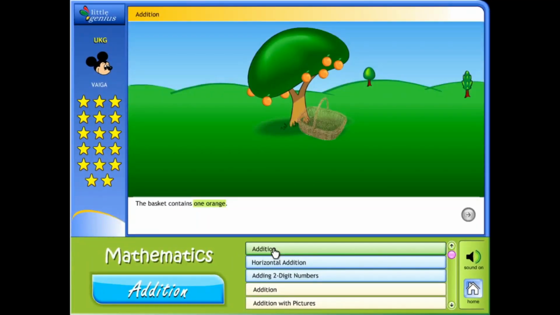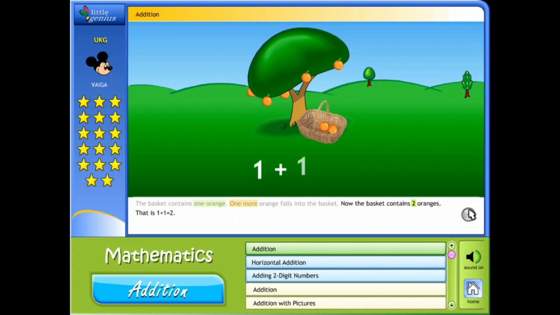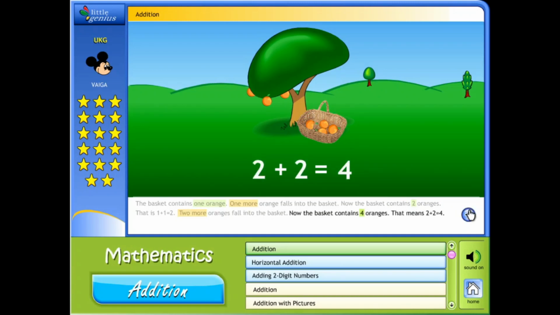Addition. The basket contains one orange. One more orange falls into the basket. Now the basket contains two oranges. That is 1 plus 1 equals 2. Two more oranges fall into the basket. Now, the basket contains 4 oranges. That means, 2 plus 2 equals 4.